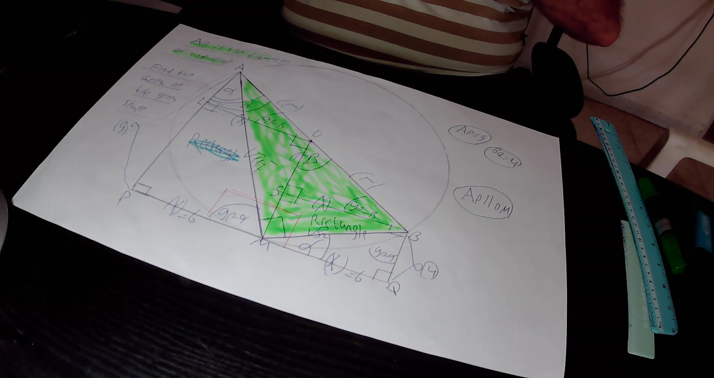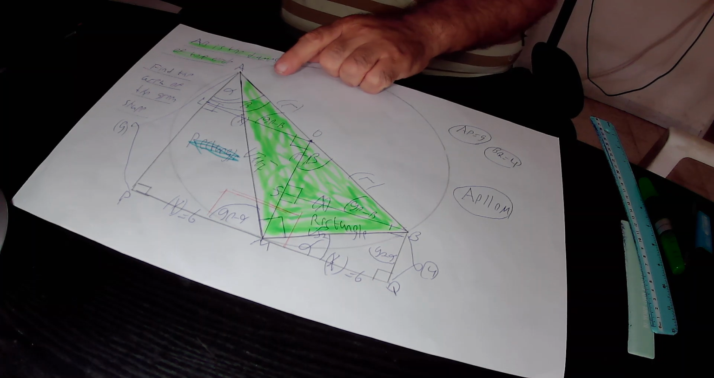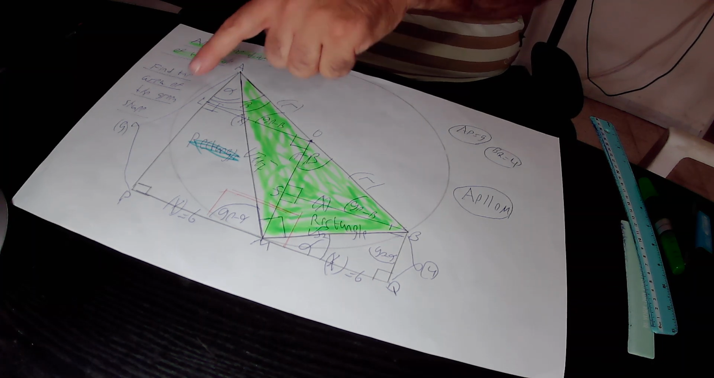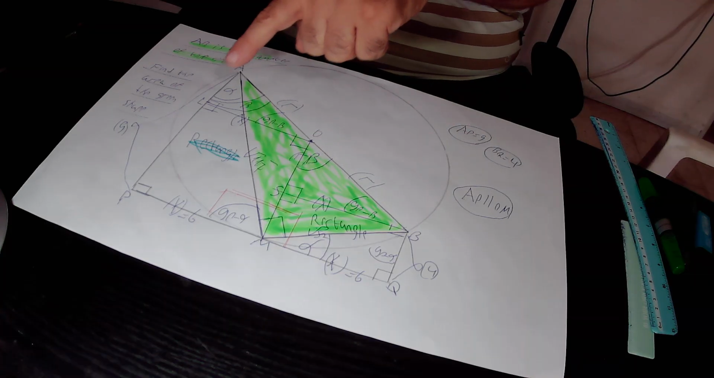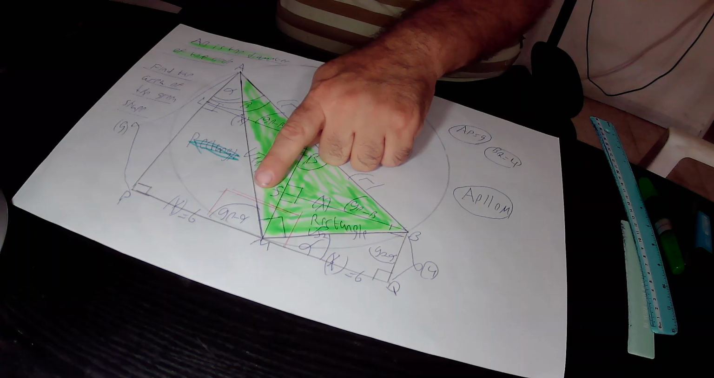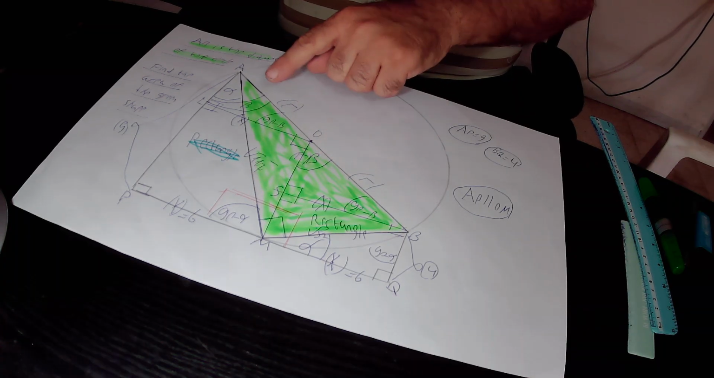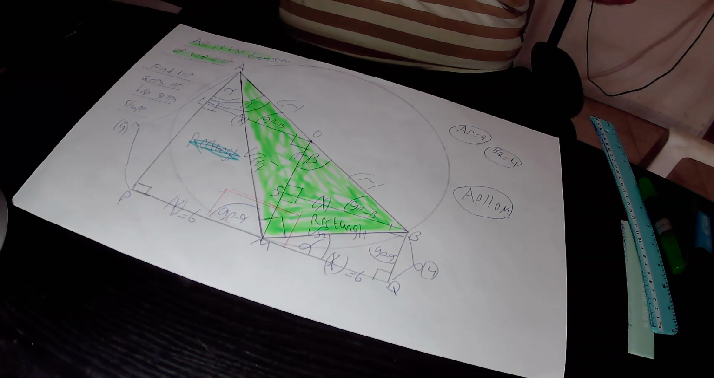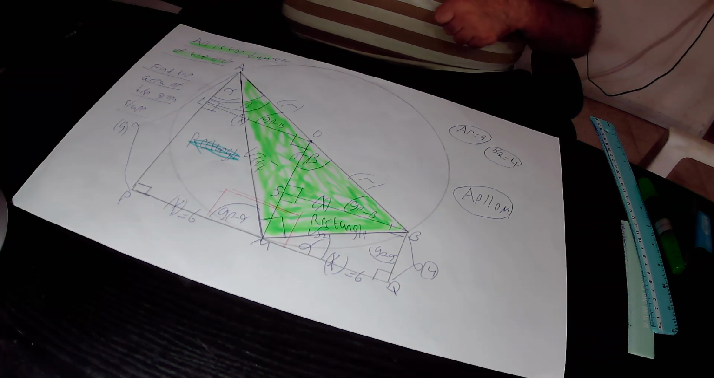Actually, before that, we define this angle as alpha. So in the right triangle APM, this angle equals alpha, this angle equals 90 degrees, and therefore this third angle must be equal to 90 degrees minus alpha. Why? Because 90 degrees minus alpha plus alpha is 90 degrees, and 90 plus 90 is 180 degrees. That is the sum of the angles in a triangle.